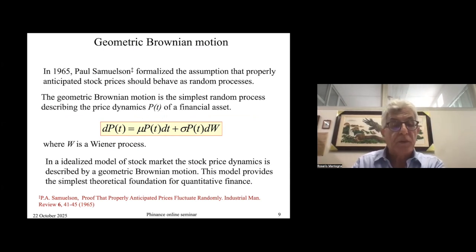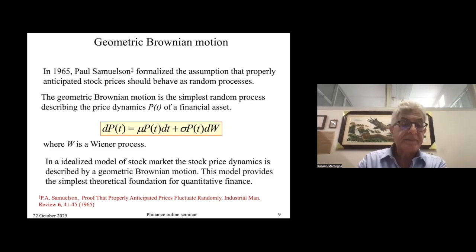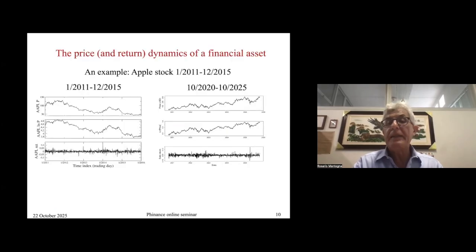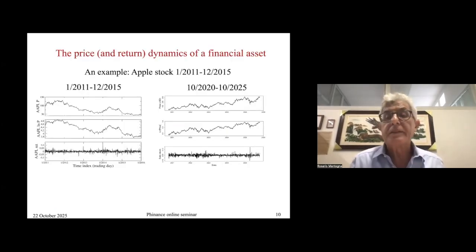And this was first formalized by Samuelson in 1965 with the paper on the proof that properly anticipated prices fluctuate randomly. Which means that the dynamics you should observe in a financial market for the price of a financial asset is something very close to what scholars in the sciences label a random walk. And indeed, when you look at the profile of the price over time, you see several aspects that are pretty similar to what you see in a random walk.